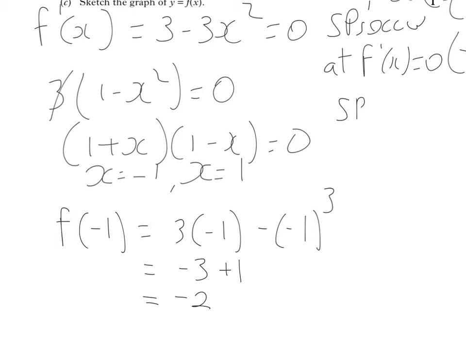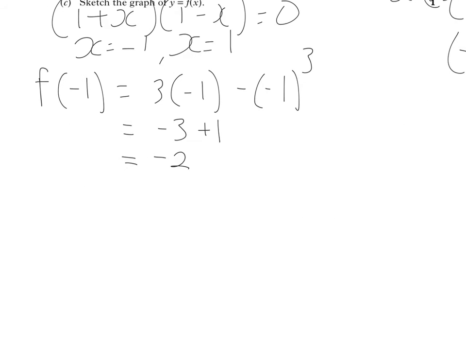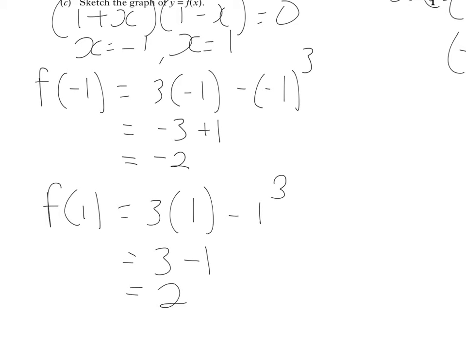So stationary point 1 then is (minus 1, minus 2). I'm then going to find my y coordinate for the stationary point at x equals 1. So that's 3 bracket 1 minus 1 cubed. 3 minus 1, and that's 2. So stationary point 2 then is (1, 2).